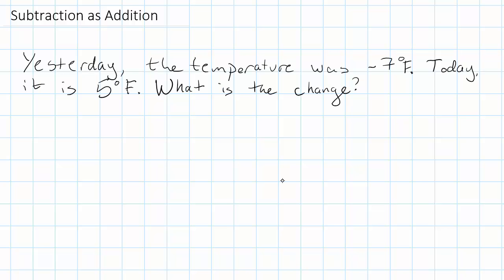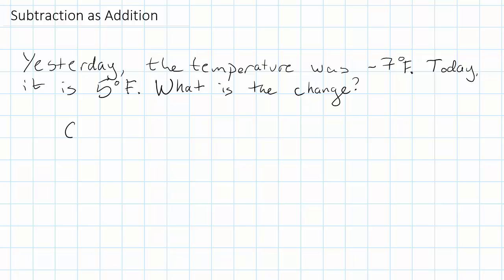Now that we know how to add signed numbers, it's time to think about subtraction. Why? Well, the same sorts of questions that led us to need signed numbers in the first place might lead us to need to subtract signed numbers. For example, if yesterday it was 7 degrees below 0 Fahrenheit, so negative 7 degrees Fahrenheit, and today it's positive 5 degrees Fahrenheit, what is the change?